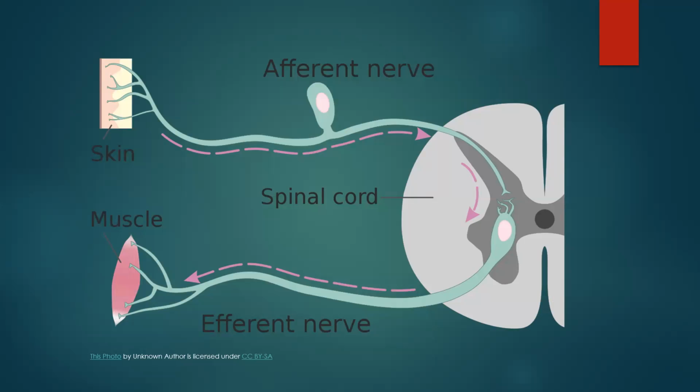Okay, it hits an interneuron at the spinal cord or brain, and then out through the efferent neuron towards a muscle, gland, or nerve.